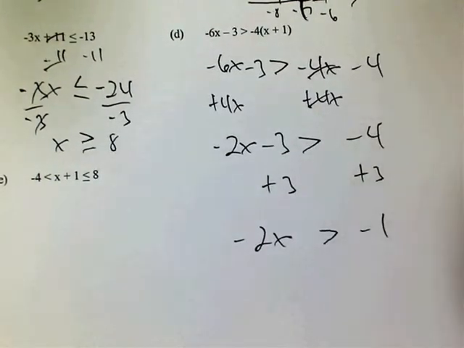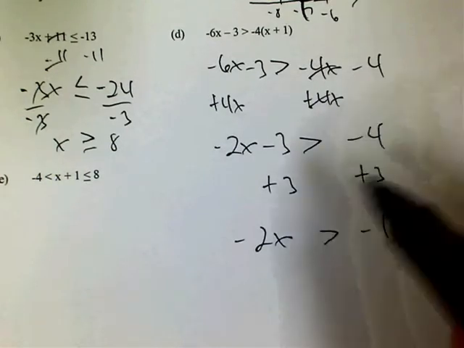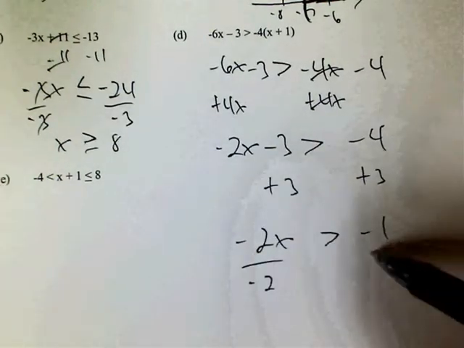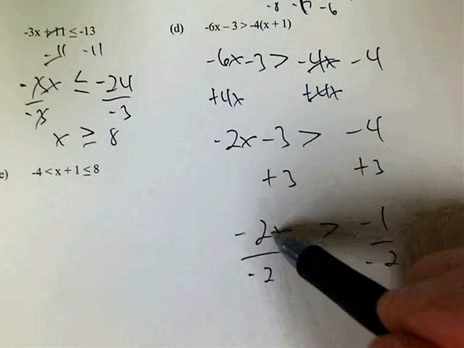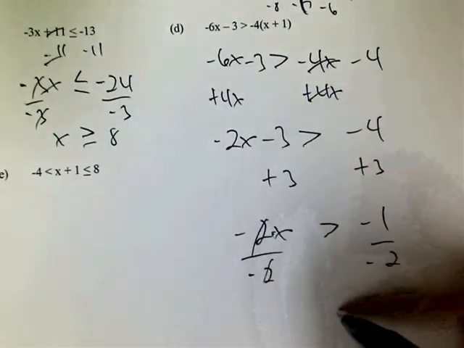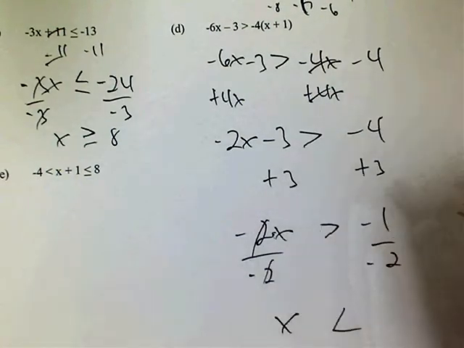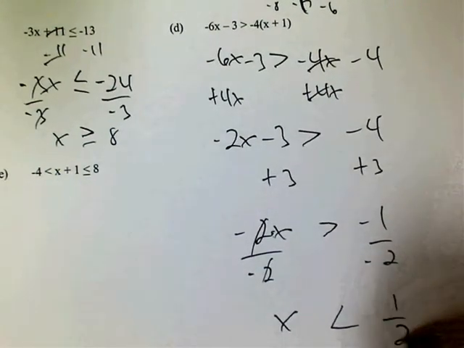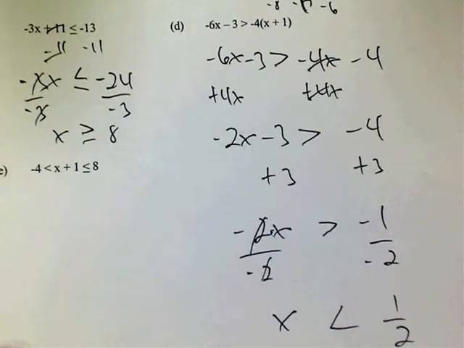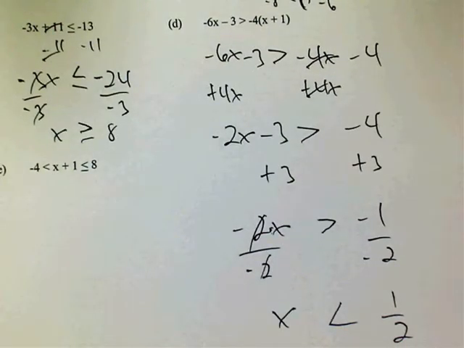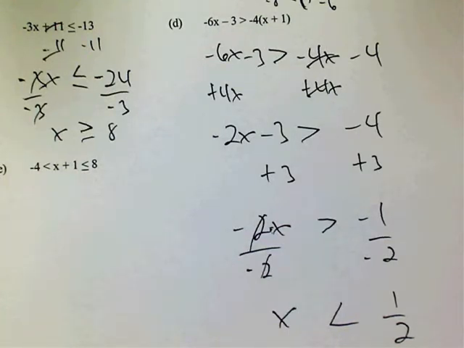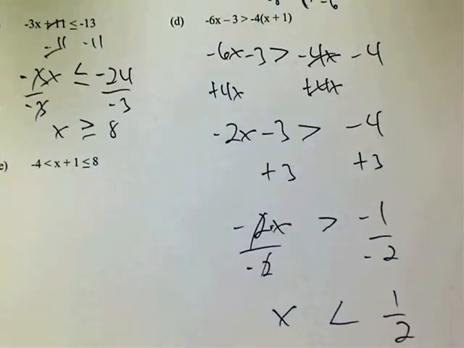Once again, I have it multiplied by a negative now, because to eliminate the negative 2 being multiplied, I've got to divide. And as soon as I do that, I'm reversing direction and end up with x is less than 1/2. So just be aware, this is what's going to happen. All the same steps as you have seen with linear equations. They're all the same unless you multiply or divide by a negative number.